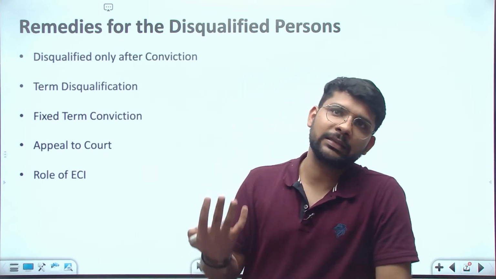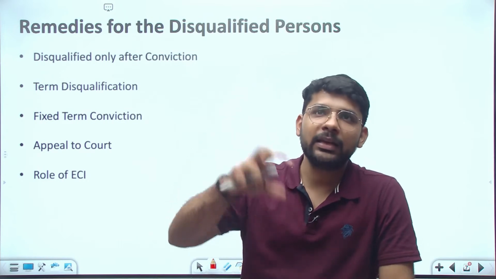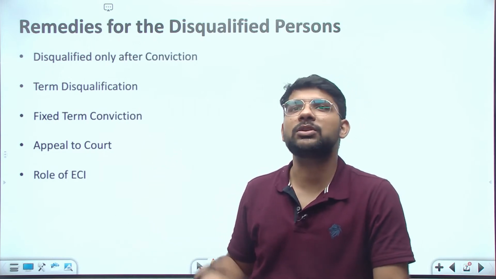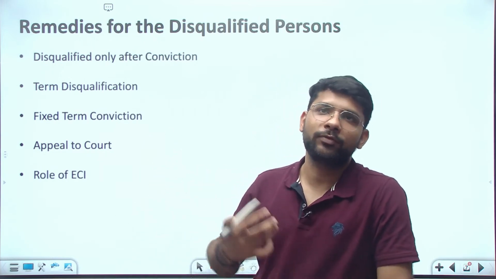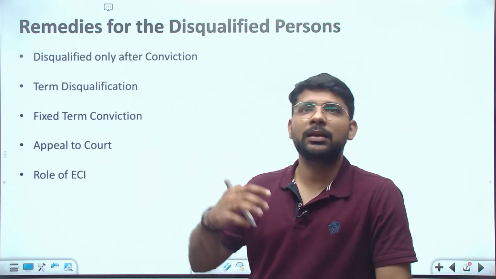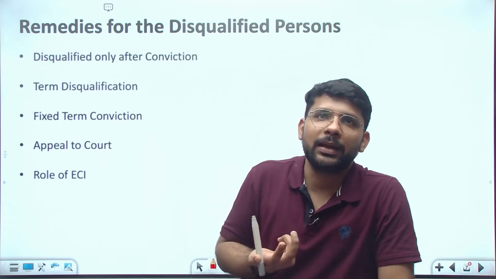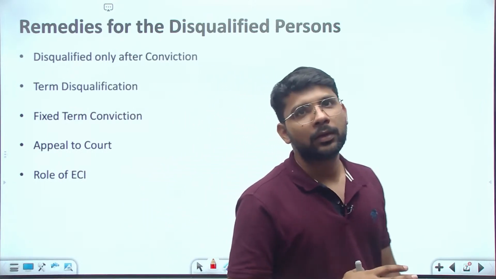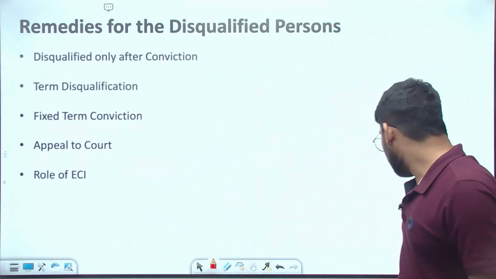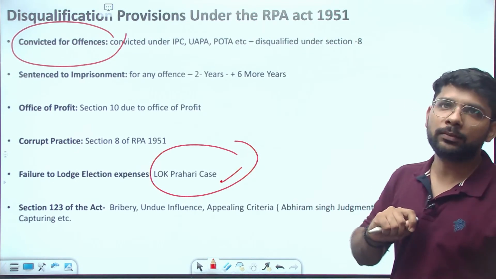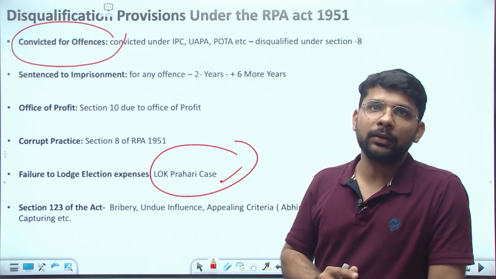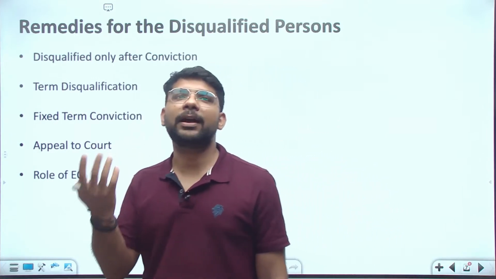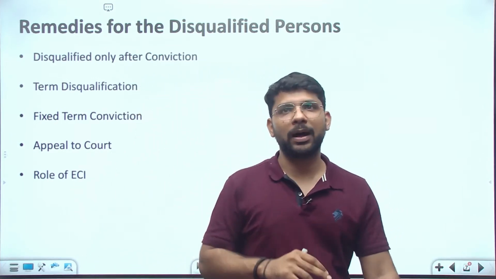In certain cases, the Election Commission of India can decrease the term of the conviction. In some extraordinary cases, the Election Commission can decrease the term of the conviction of MPs and MLAs. These are some of the remedies available to MPs and MLAs when they are disqualified under the Representation of the People Act 1951. So you need to mention these two parts. One part was related to the disqualification provisions under the RP Act of 1951, and the second was the remedies available for the disqualified person. You need to mention both parts in your answer.